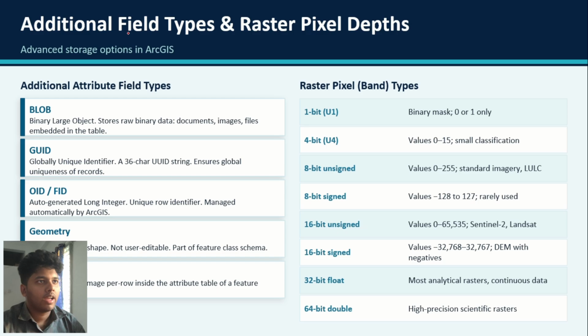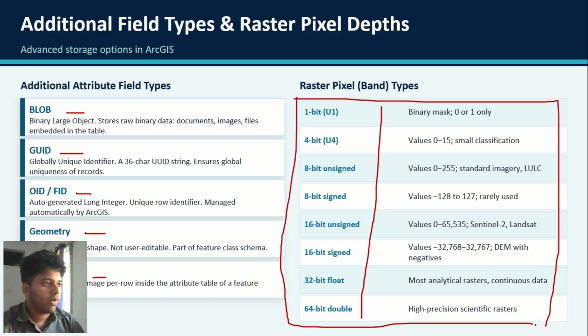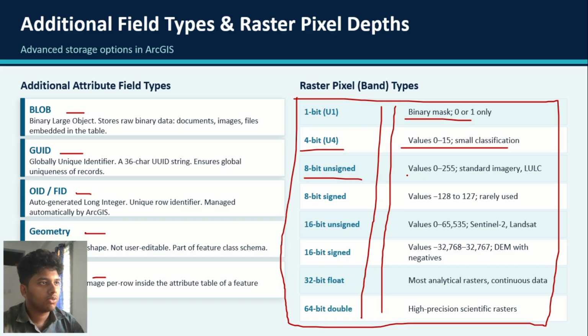And we also have some additional field types and raster pixel depths. Additional attribute field types include blob, GUID, OID, geometry, raster field, and raster pixel band types. 4-bit is the shortest form of our raster dataset. We have 1-bit, which is a binary mask. 4-bit has values 0 to 15. 8-bit unsigned has values from 0 to 255. We have 8-bit signed, with values from -128 to 127. These are the most rarely used, I guess.